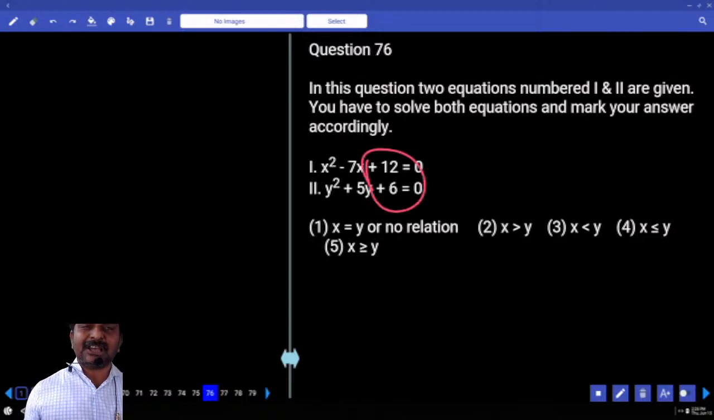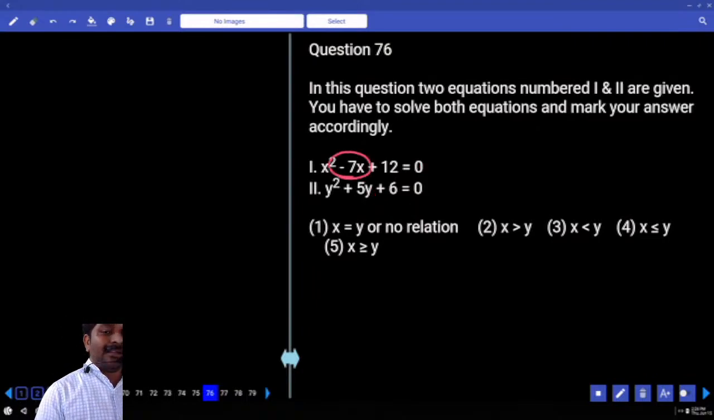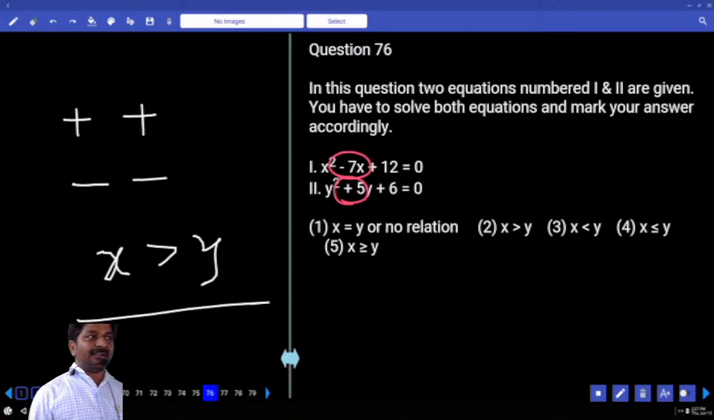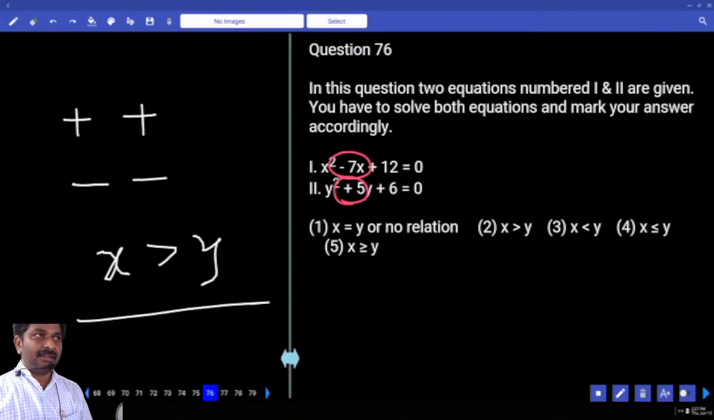Both the C values are positive. B value is negative here. That means for x you get both positive factors. B value is positive for the y square equation. That means you get both negative factors. You can conclude x is greater than y without solving the equation. Correct?